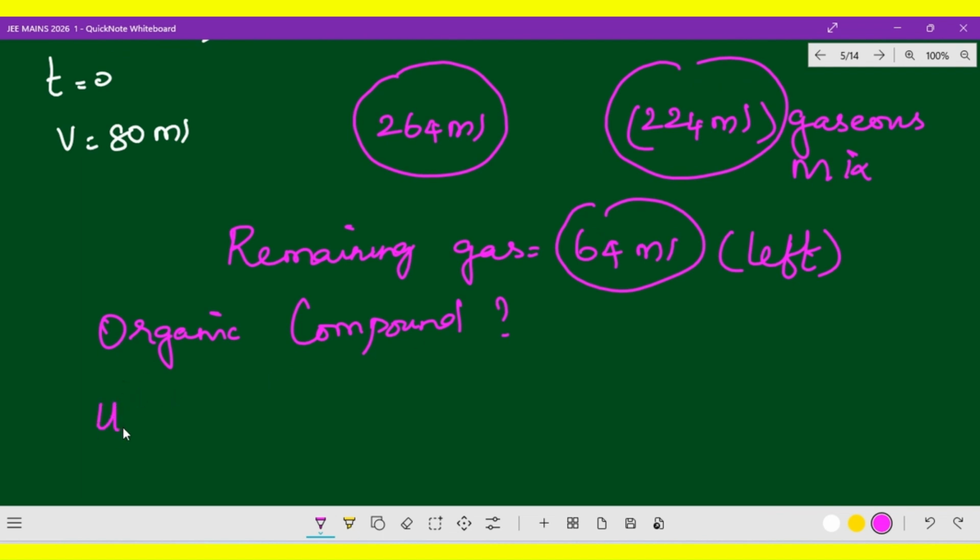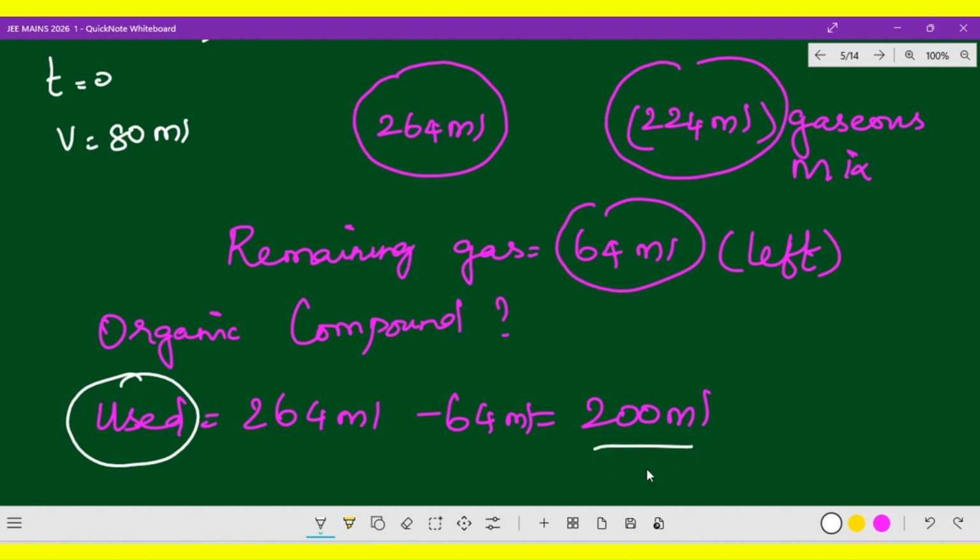So that means used equals 264 ml minus 64 ml left. Right, so how much is actually used? 200 ml is used. So used it is actually 200 ml. Please remember this: 200 ml is used.